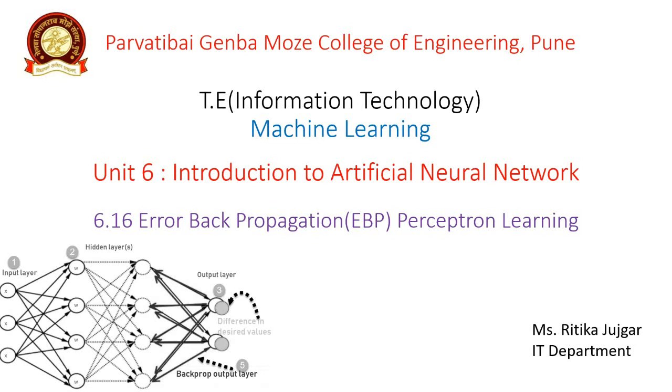So in the course of machine learning, we discuss Unit 6. Unit 6 is based on the artificial neural network, where we discuss what is meant by perceptron learning rules, and what algorithms are used in the perceptron. Okay, so in this video we discuss error back propagation in perceptron learning, and how we remove the errors generated in the perceptron learning rules.